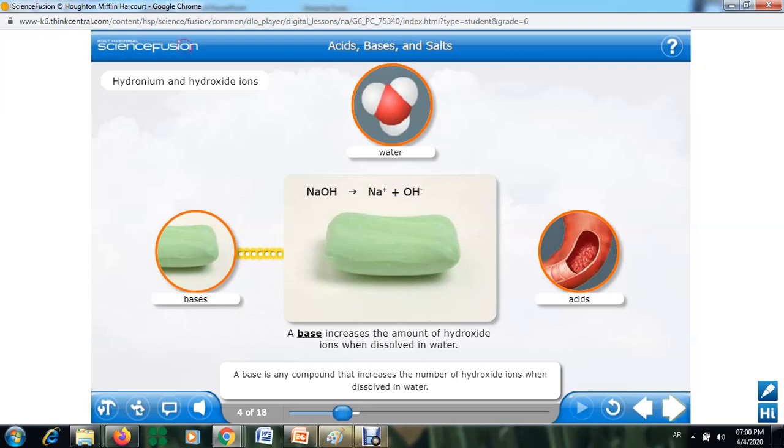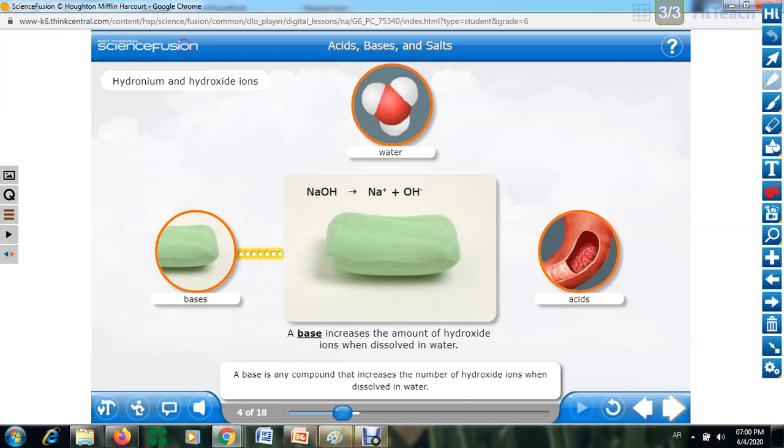We said for bases, in their chemical formula, what do they have? They have OH, hydroxide. When you dissolve it in water, it will break apart and give a lot of hydroxide ions in the water. So it will increase the number of hydroxide ions in water. It will split like this, Na from OH. OH has a negative charge. Na is an ion with a positive charge. So a base increases the amount of hydroxide ions when dissolved in water.